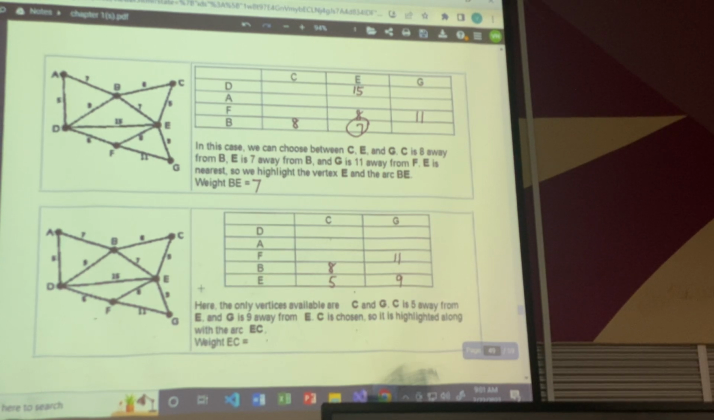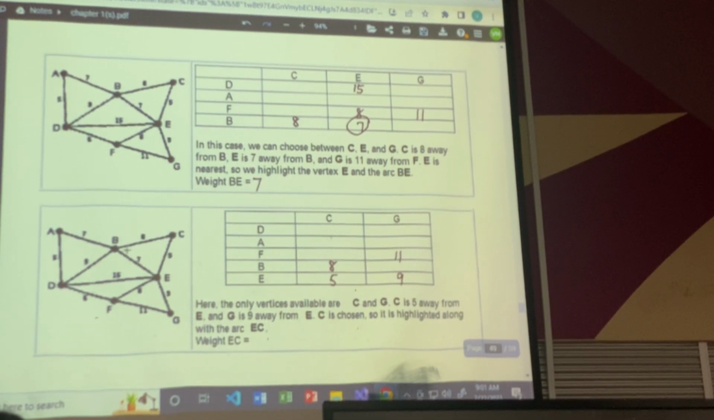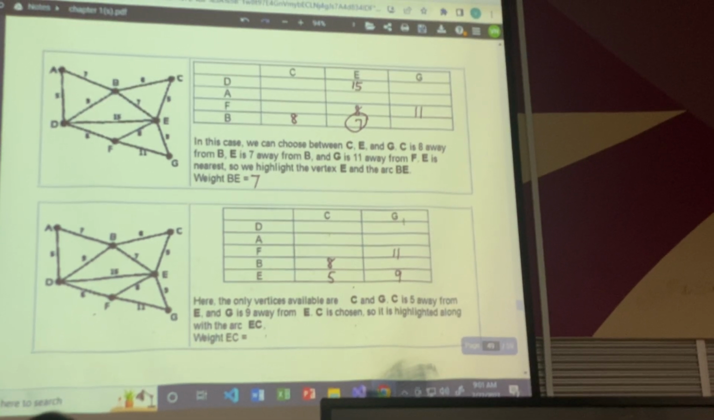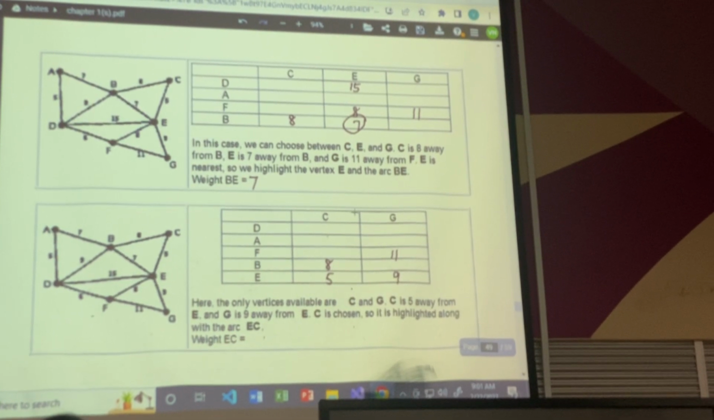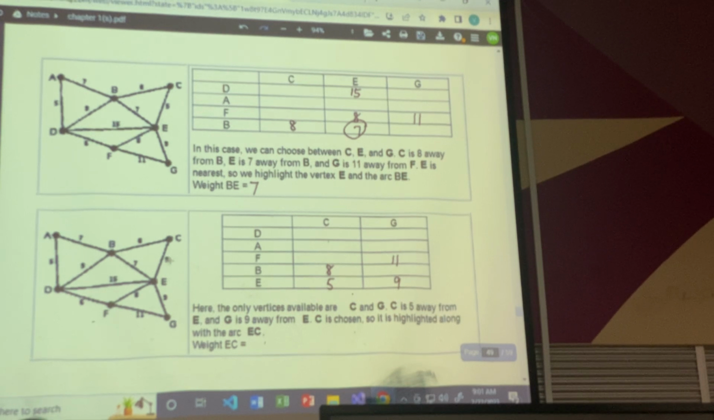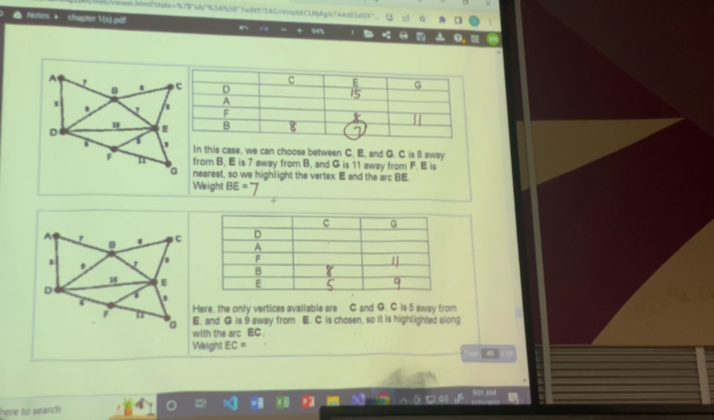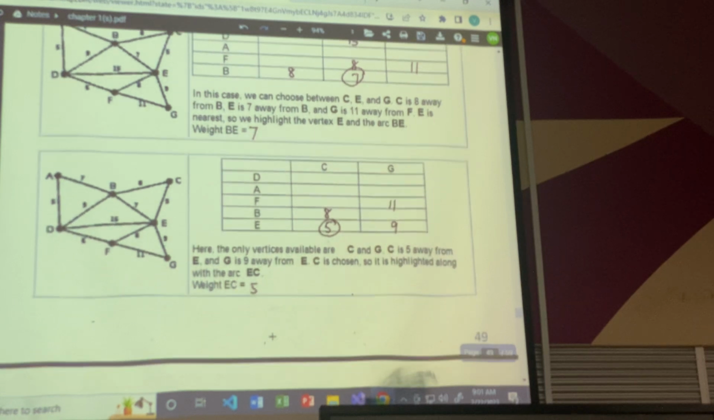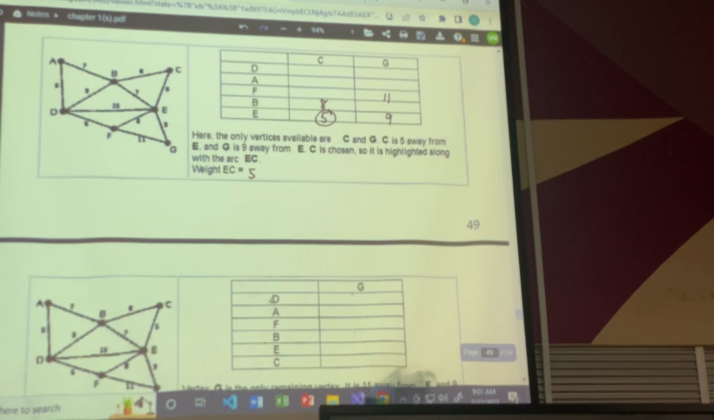You also need to see other vertices. If, let's say, a vertex is not in the column here, you need to add it in. Now we don't have that, so we don't need to add anything. Sometimes if, let's say, E suddenly connected to another vertex which is not in the columns here, then you need to add the column here. Understand? So here we have E to C and G only. So the minimum will be 5. EC is 5. So continue with C as the next row.